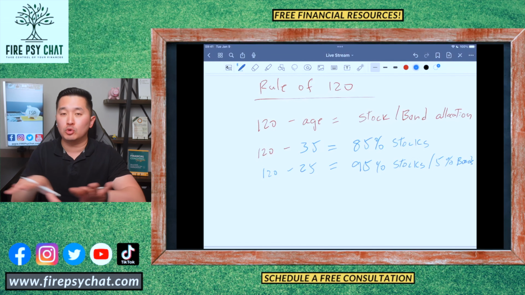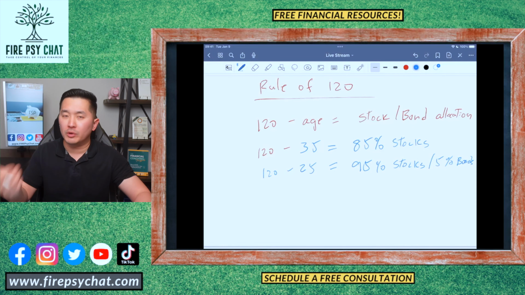This is the Rule of 120. It's just a rule of thumb. You don't have to follow it, but it is a great starting point. And again, we used to do the Rule of 100.